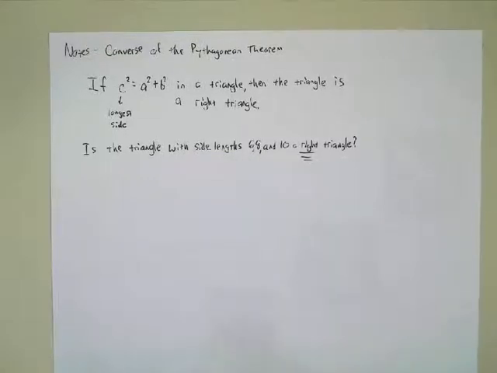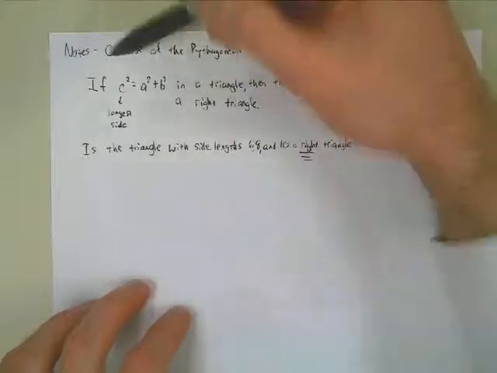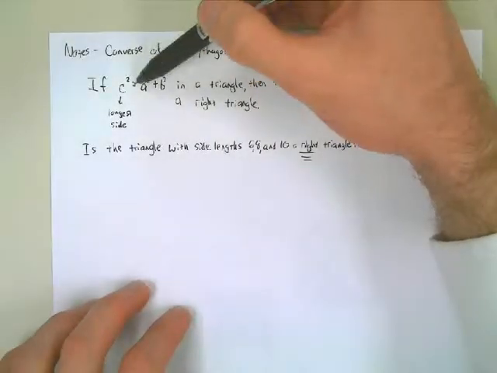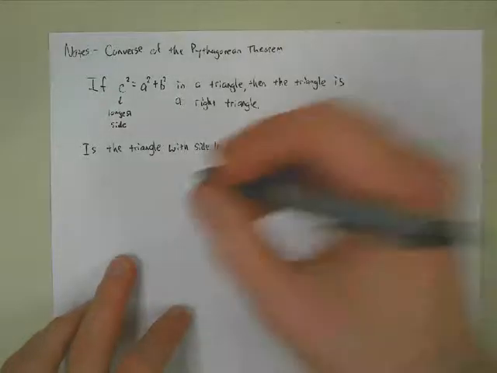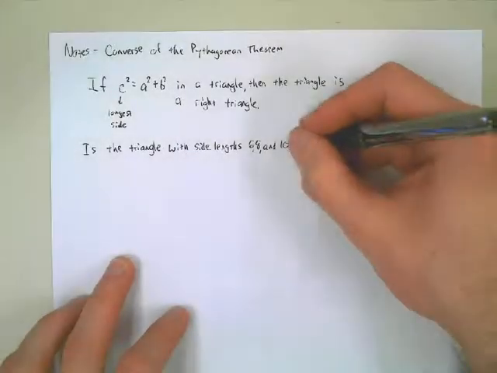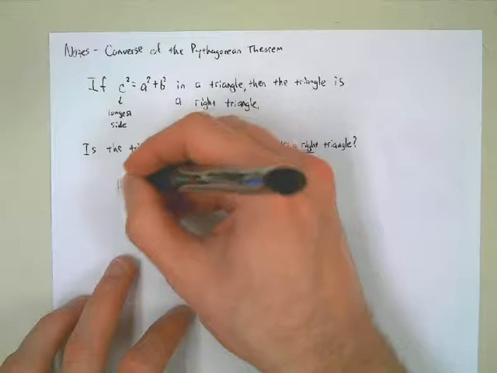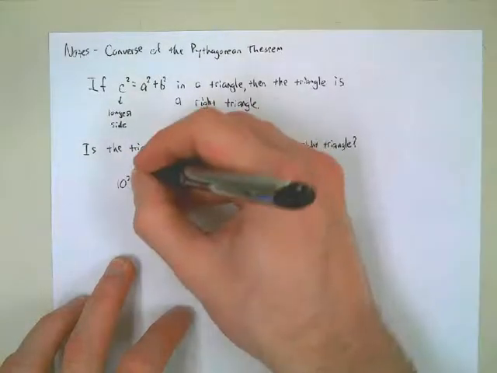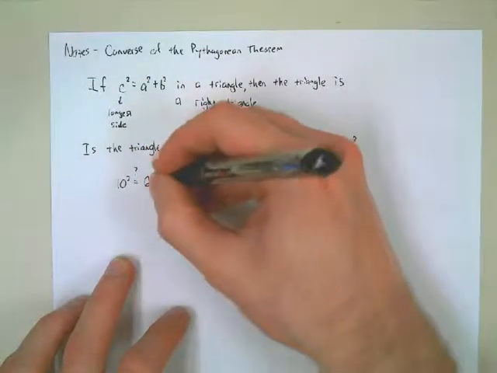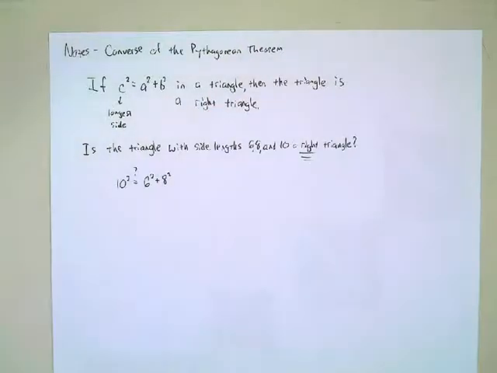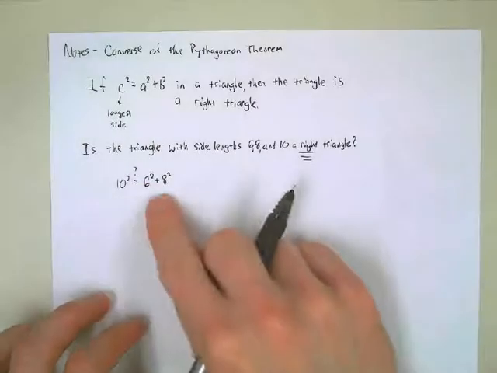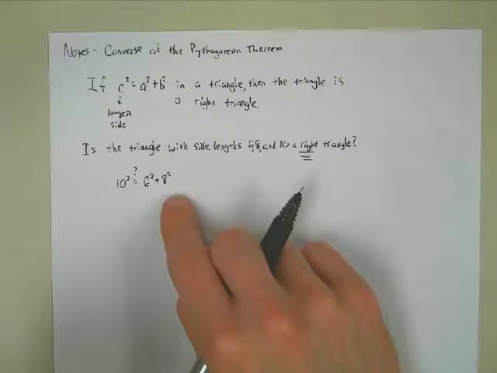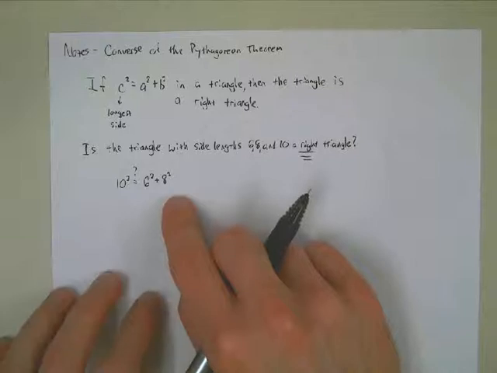But then for the right triangle, we're going to go back to this converse. If we can show that c squared is equal to a squared plus b squared in a triangle, then we'll say that triangle is a right triangle. So let's go ahead and do that. The 10 is the longest side, so it's got to go in for the c. And we'll see, does 10 squared equal 6 squared plus 8 squared? Does it matter where you put the other 2 numbers? No, 6 can go in for a or b, it doesn't matter.